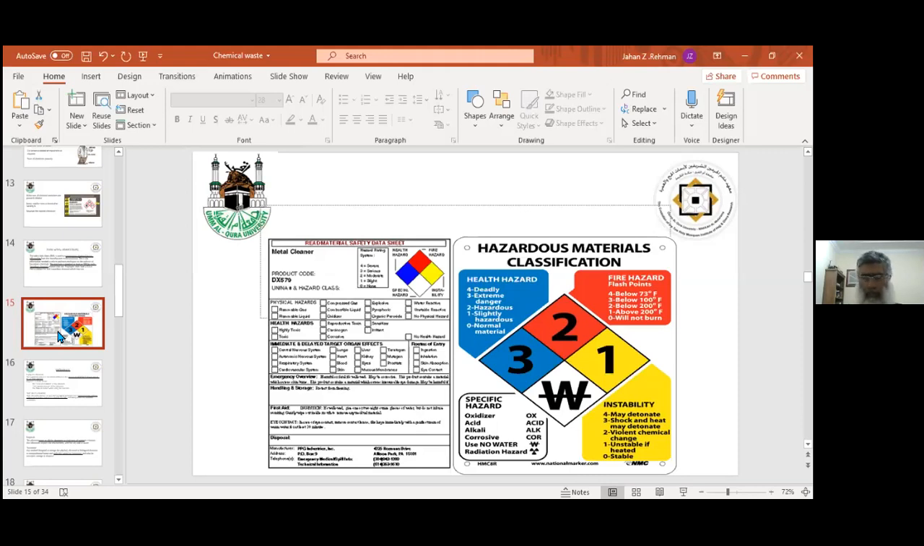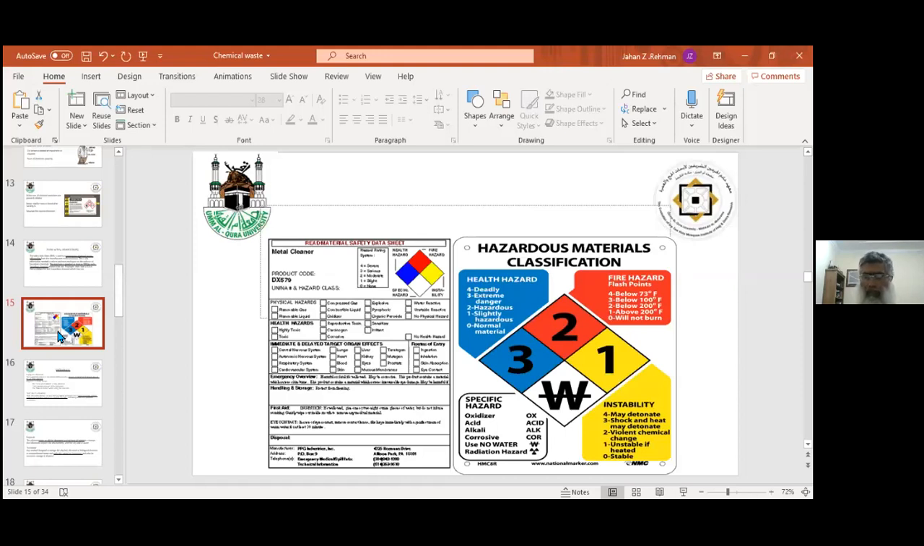Everything has 4 stages. For example, if I'm talking about sulfuric acid, then the health hazard is maximum, so I will put 4. Fire hazard, it can produce fire, so it is 3 or 2. Instability, it is stable, 1. Specific hazard, it is a very concentrated acid. If I'm talking about concentrated sulfuric acid, then it is again 4.